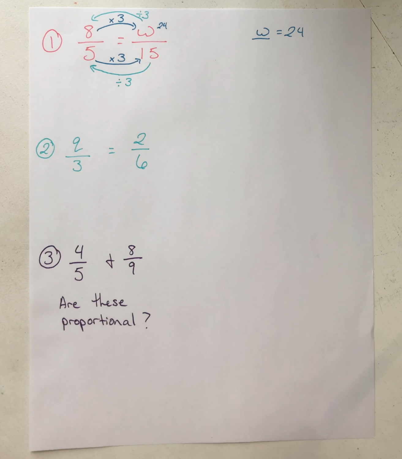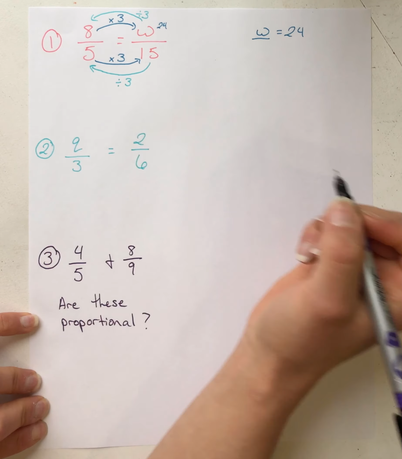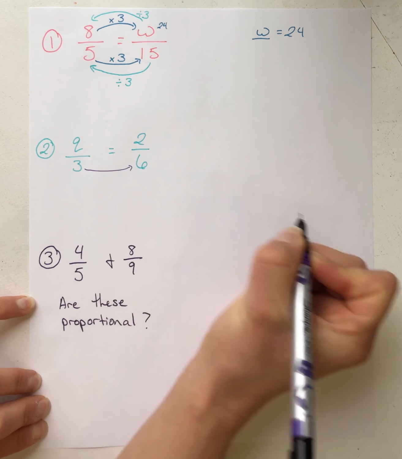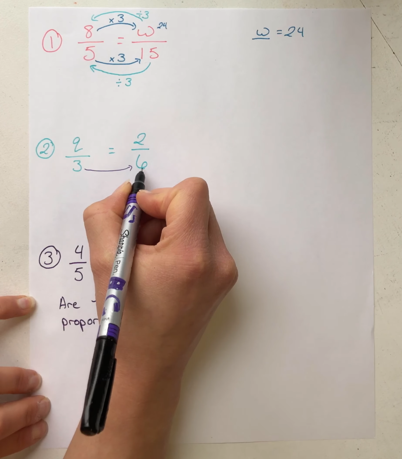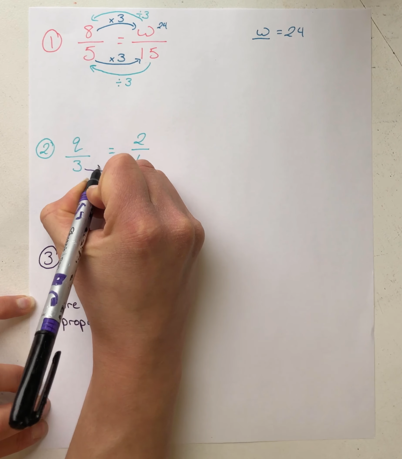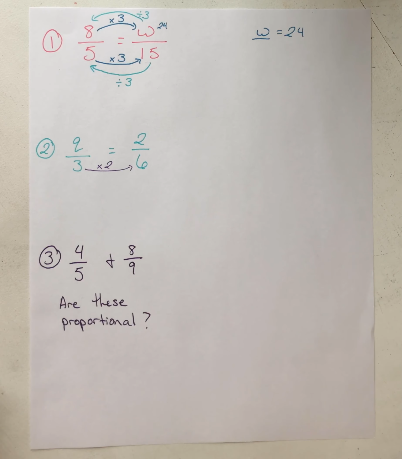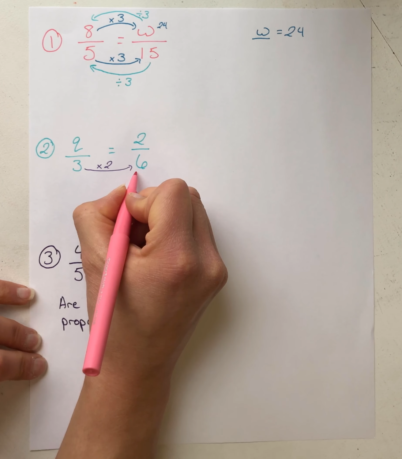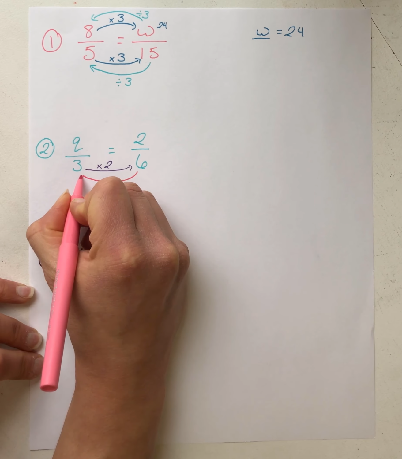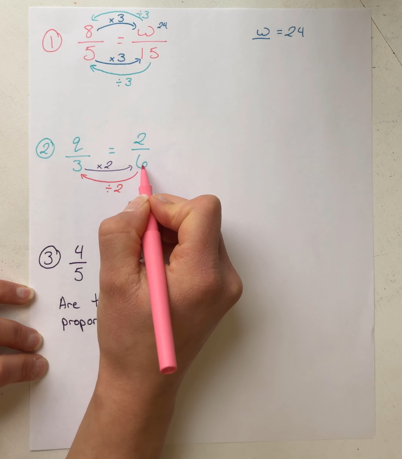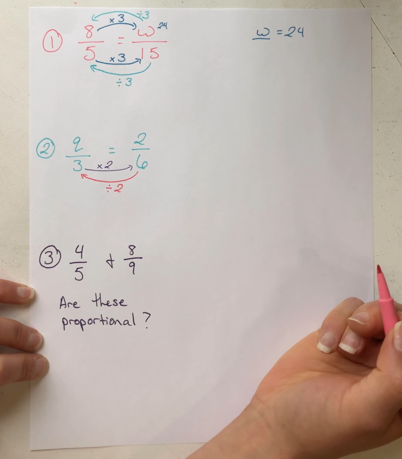So let's take a look at number 2. We're trying to find Q. We can look this way and go, okay, 3 times what is going to give me 6? 3 times 2 is going to give me 6. And how I figured that out is 6 divided by 3 gives me 2. That's going to be my divided by 2, because 6 divided by 2 is going to give me 3.